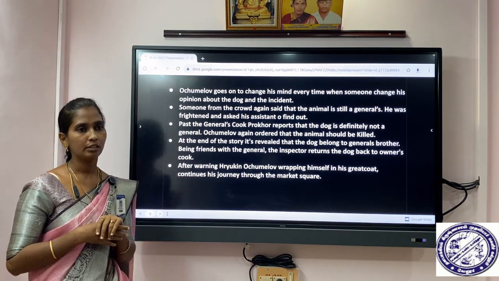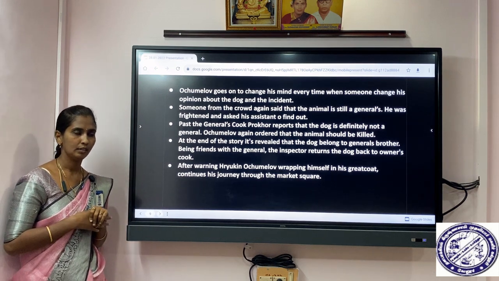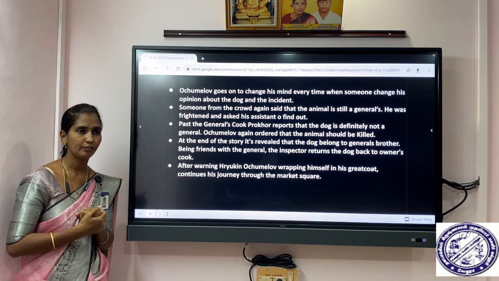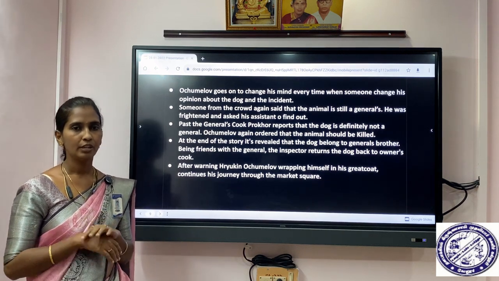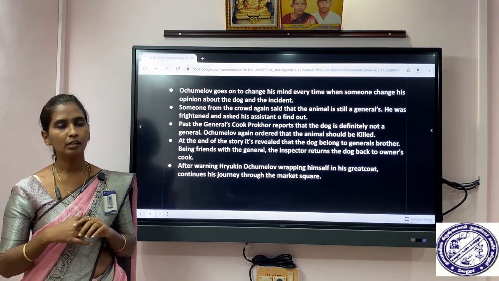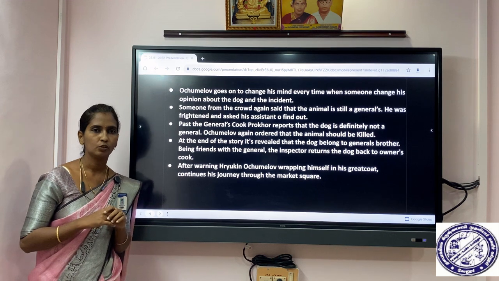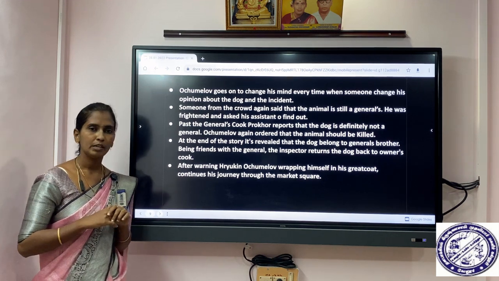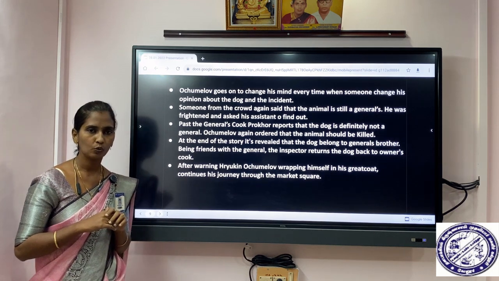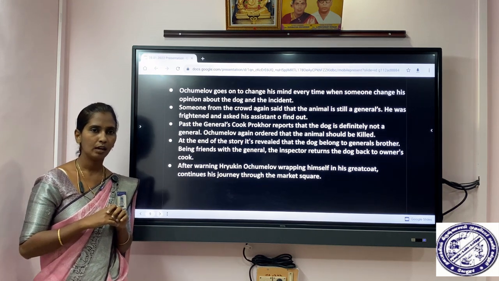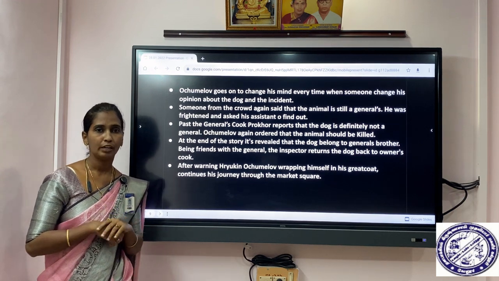So this person, the general's brother, is Ochmelo's friend, and he is frightened after hearing this. He started treating the animal with affection, and he asked the cook to take the dog with him. So after warning Rookie, wrapping himself in his coat, he continued his journey through the market square, and the people gathered there were laughing at Rookie. So with that we come to the end of the story.